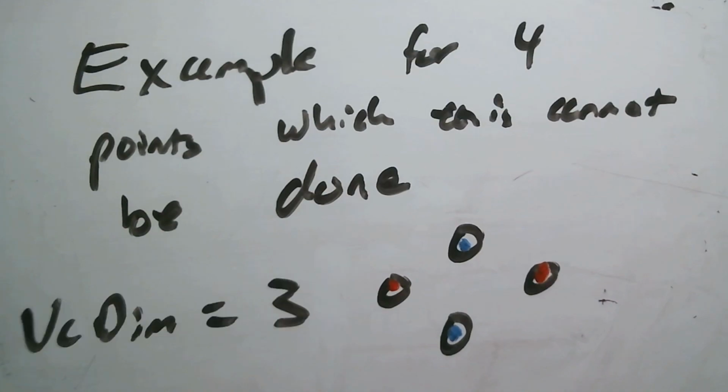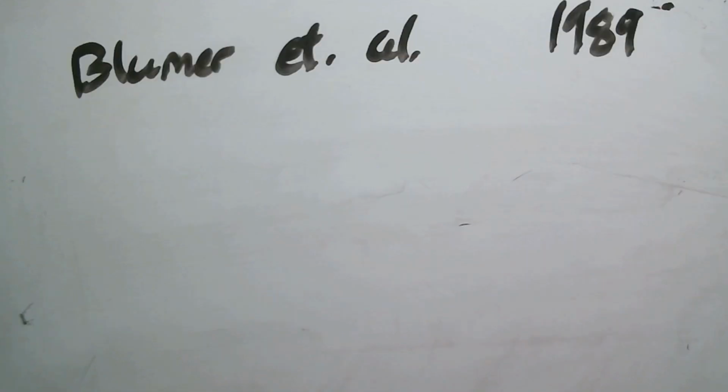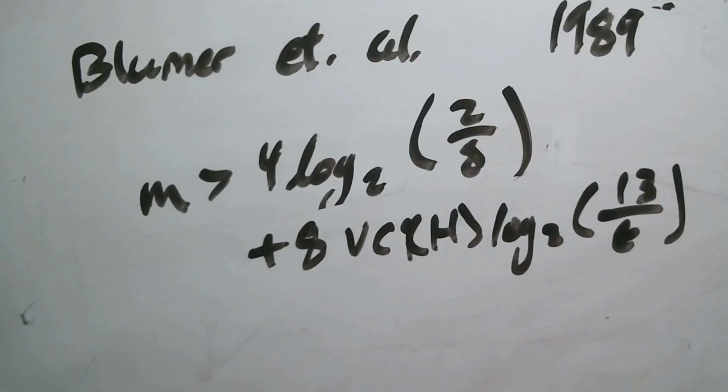Well, how is this important? In a paper by Blumer et al. in 1989, they showed a bound for the sample complexity using this VC dimension, thus showing that certain infinite hypothesis spaces are also efficiently PAC learnable.